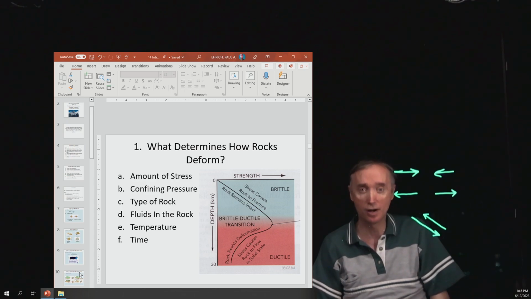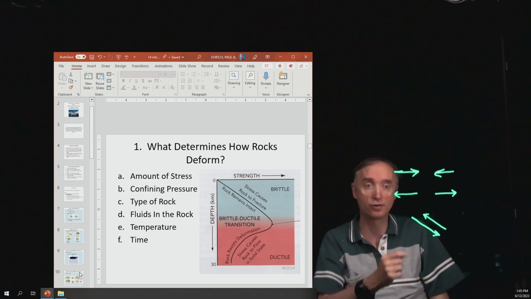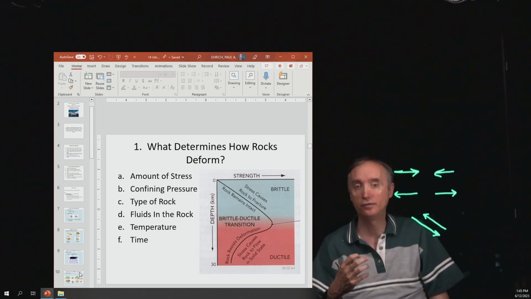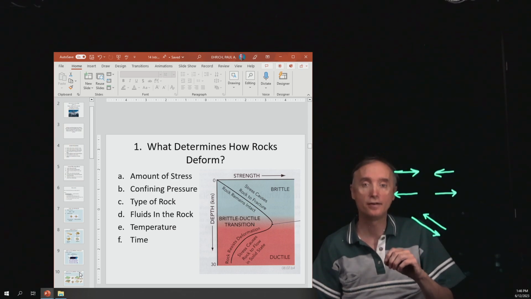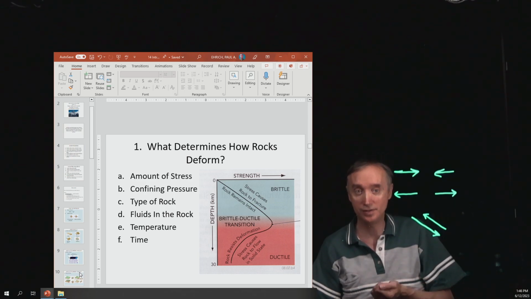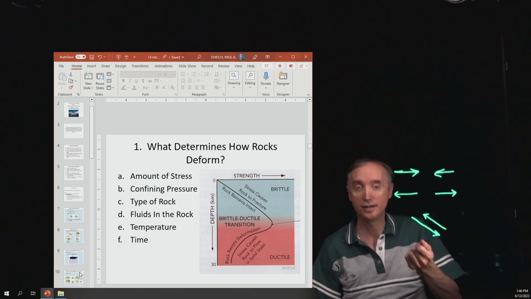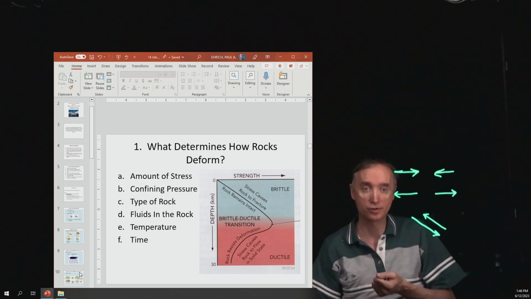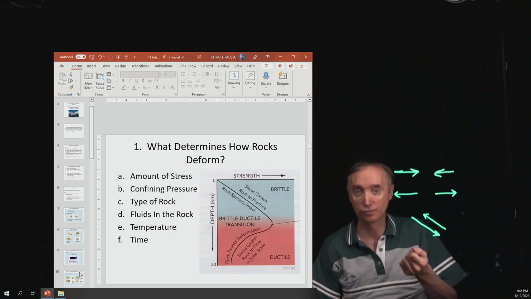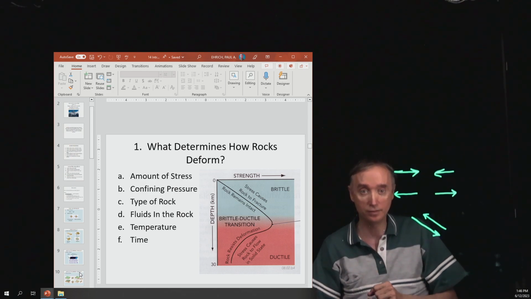It's going to depend on the type of rock. So if you apply the same stress to limestone, it's going to break easier than if you apply that stress to granite. Okay, it depends on the amount of fluids in the rock. So rocks that have lots of fluid in them tend to melt easier, and so that's going to mean they tend to be more ductile than they are going to be brittle. Then temperature. So at low temperatures, rocks tend to break. At high temperatures, they tend to flow. They tend to be ductile.